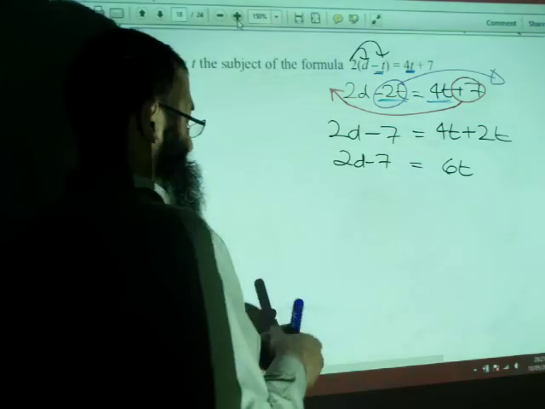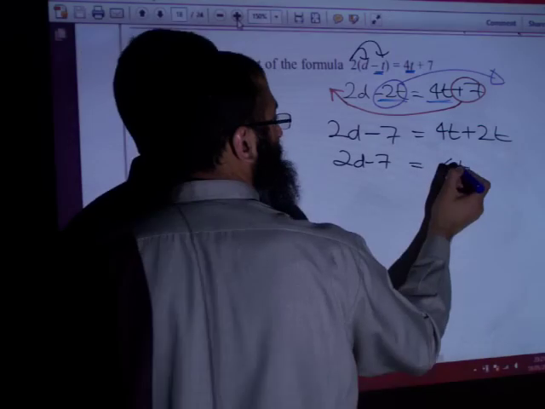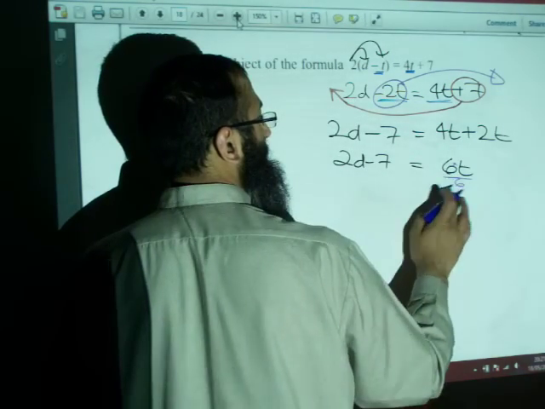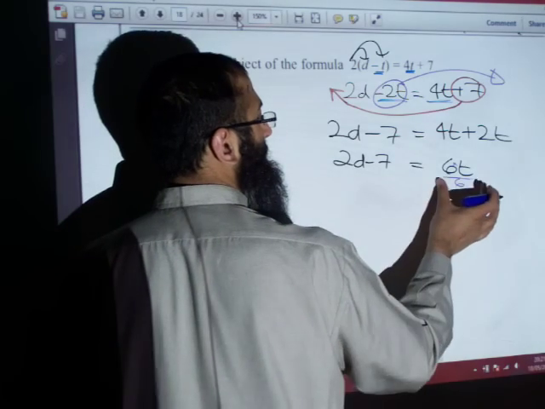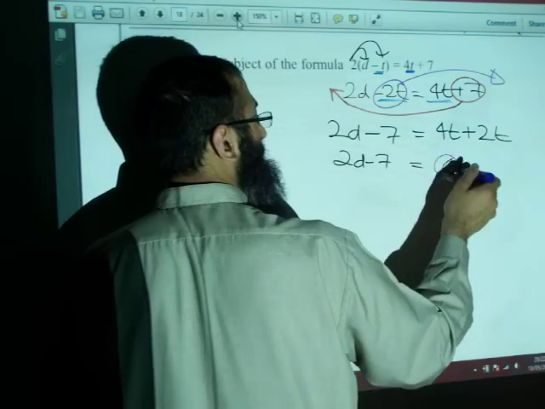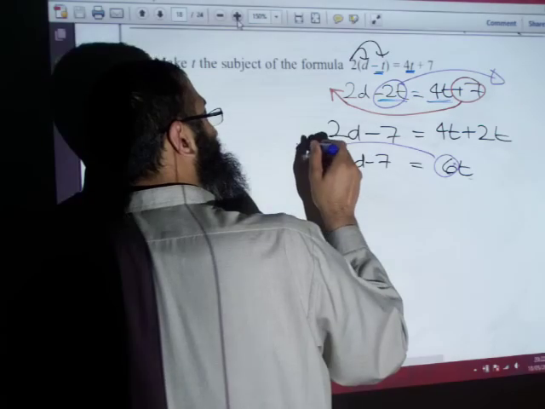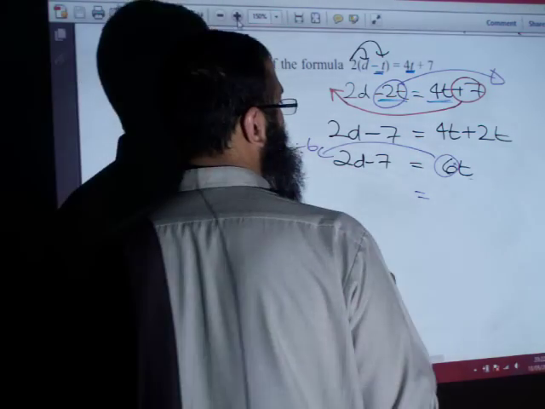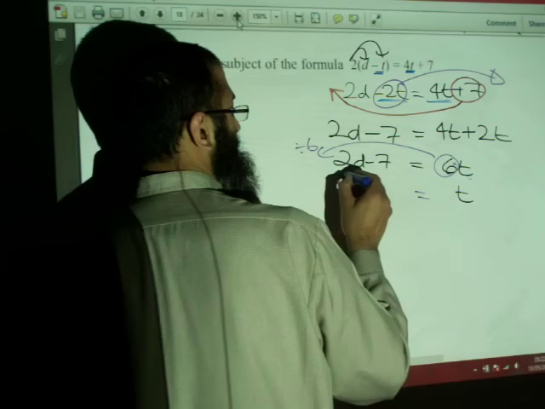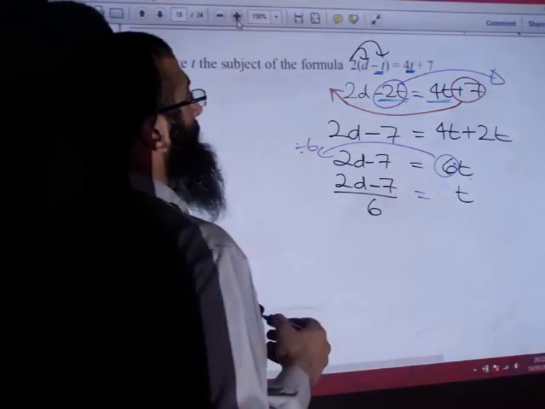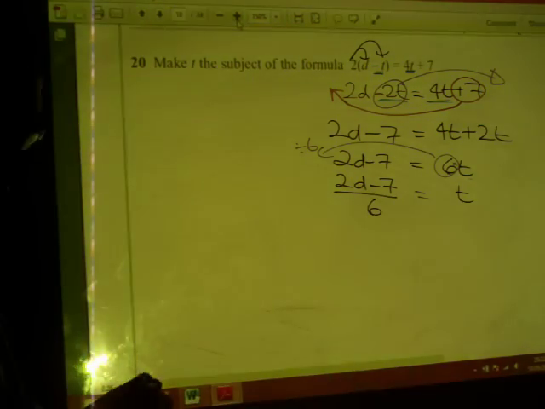The opposite of times by 6 lots of T is to divide. That's the traditional way, but I'm going to do it the way I've been doing it so far. The opposite of times by 6 is divide by 6. Okay, and that's question number 20.